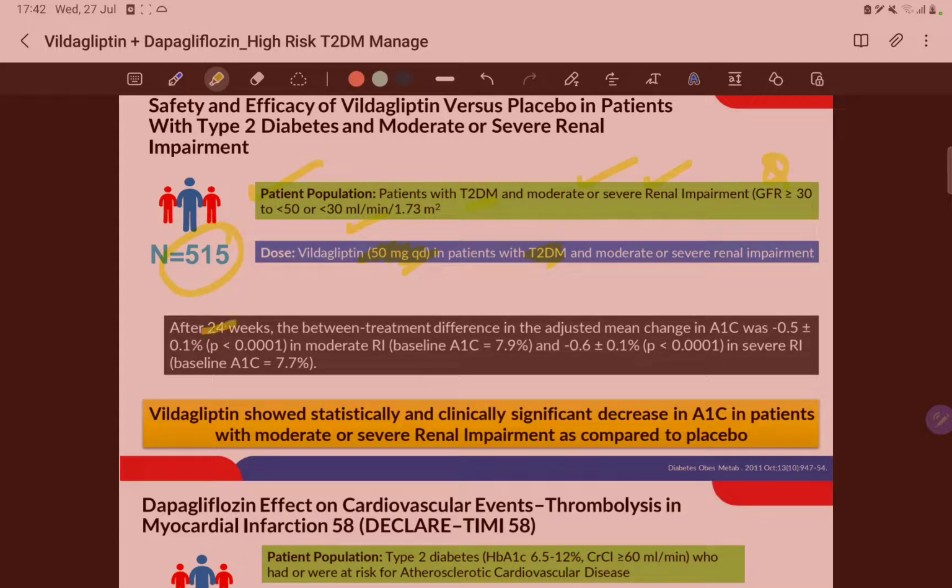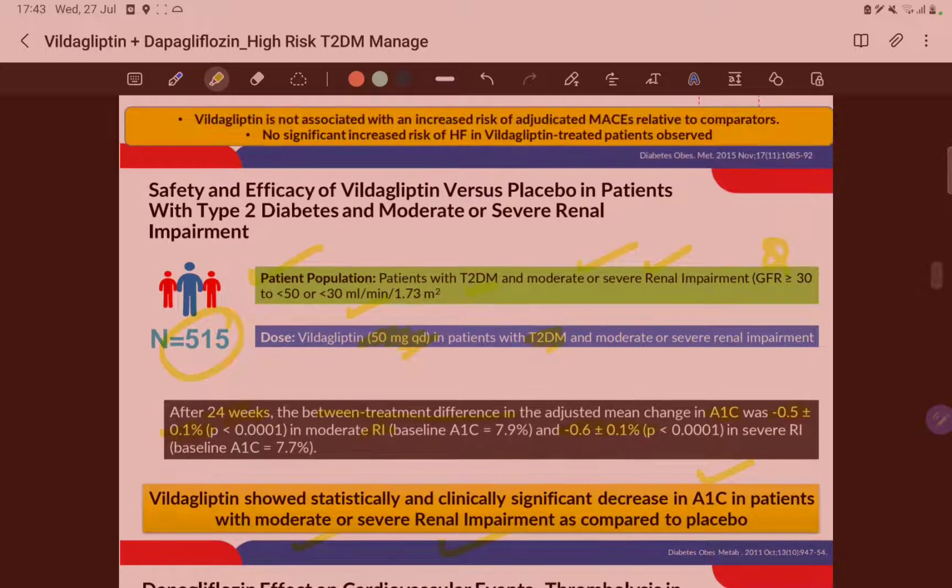Right, after 24 weeks, the between-treatment difference in the adjusted mean change in A1C was minus 0.51% for the moderate group, and for the severe group it was minus 0.6 plus or minus 0.1%. So Vildagliptin shows a statistically and clinically significant decrease in A1C in patients with moderate and severe renal impairment as compared to placebo. Right, so these are the two studies we have discussed about Vildagliptin.